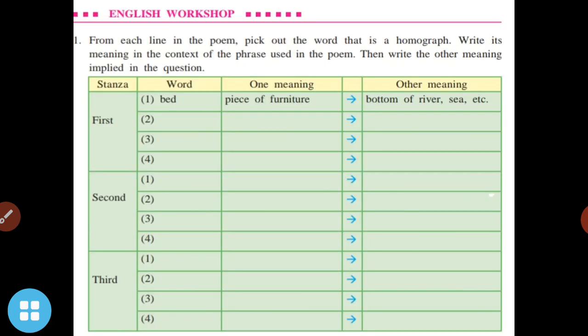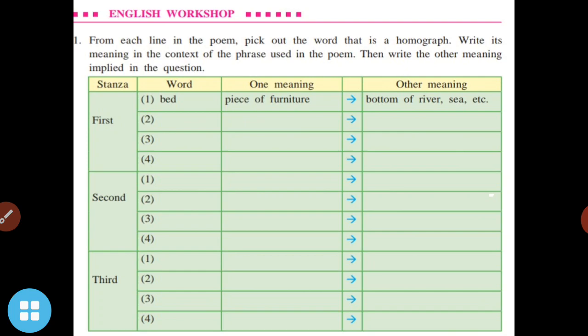Now second, here our English workshop is given. Here also a few questions and charts are given. So here also we have to read, make a chart and make a list out of it. I am reading the question: from each line in the poem, pick out the word that is a homograph. We have already seen what a homograph is and what it means.